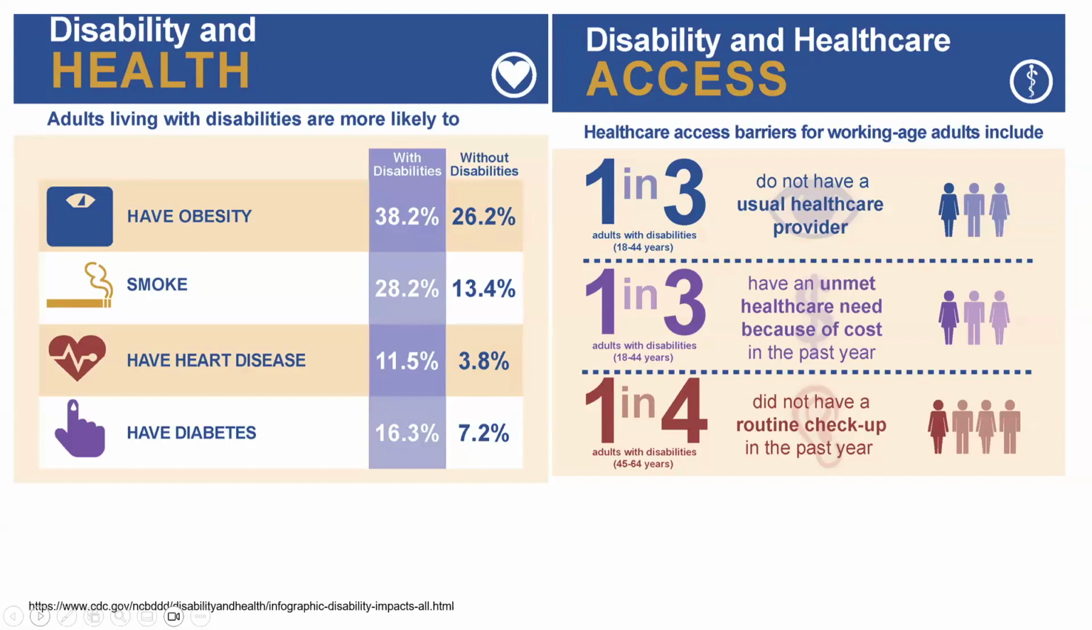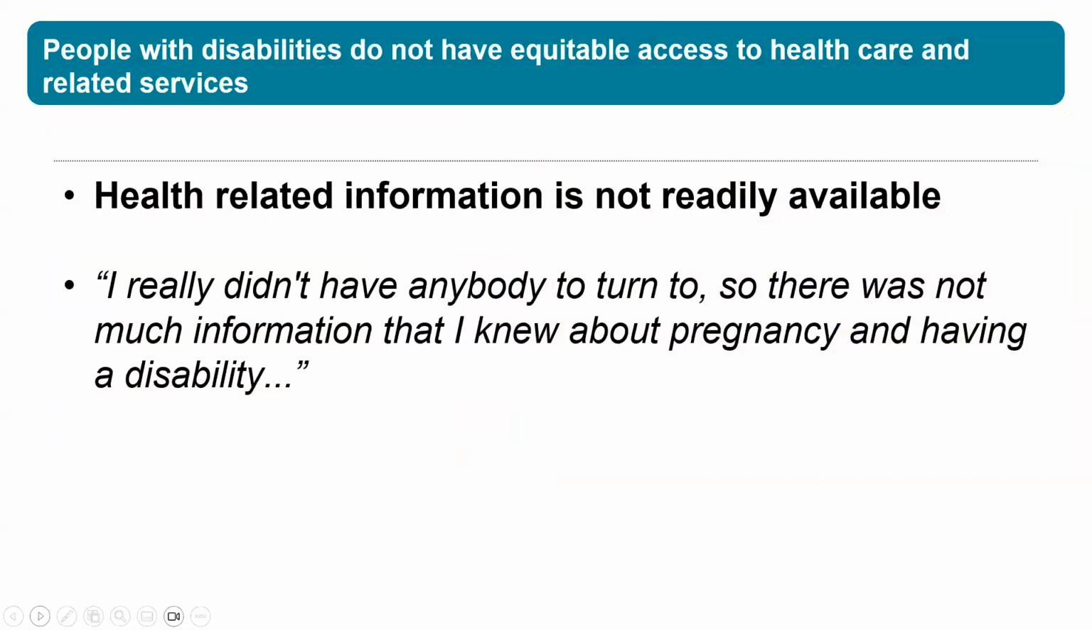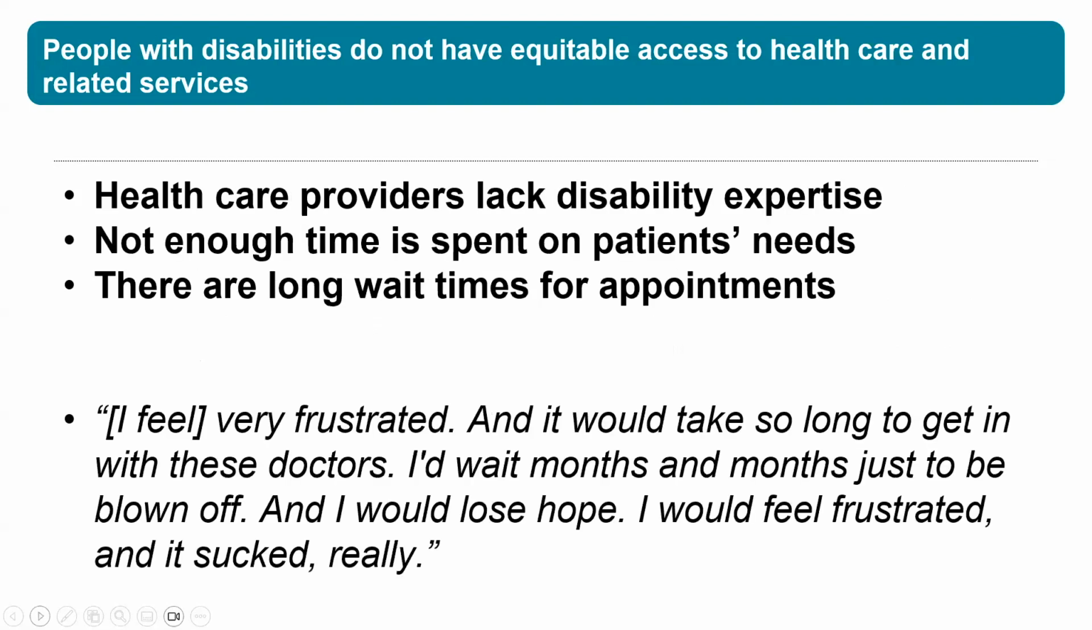So there are health consequences. These next slides are from a study that Dr. Hautrow did with people living with disability, looking at their access to healthcare services. People with disabilities did not have equitable access to healthcare and related services in their study. First off, health-related information is not readily available. This participant talked about not really having anybody to turn to, so there wasn't information that they knew about pregnancy and having a disability.